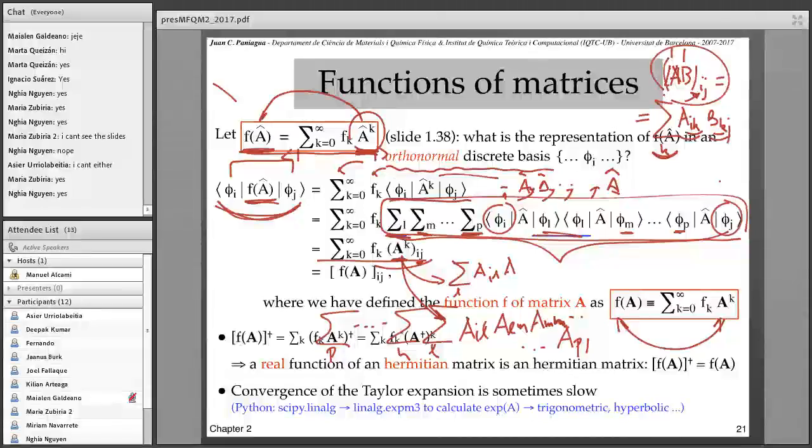So this is the result we have obtained, and this is how functions of matrices are defined. The function of a matrix A is defined by Taylor expanding, by using the same Taylor expansion as for ordinary functions, but here we have powers of the matrix instead of powers of the, say, the real variable. And so this is the ij element of matrix F(A) defined that way. Okay?